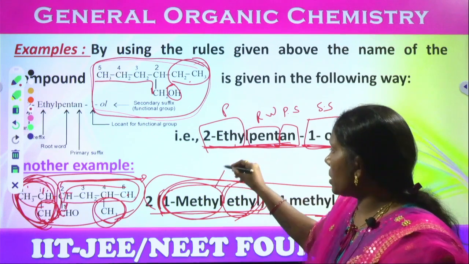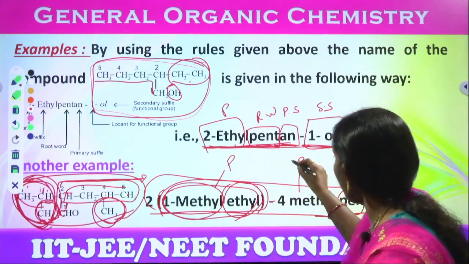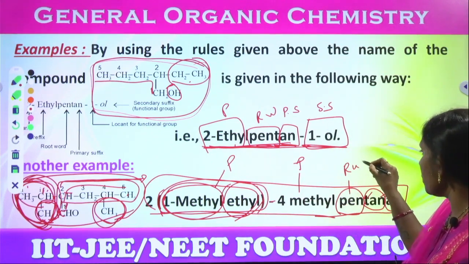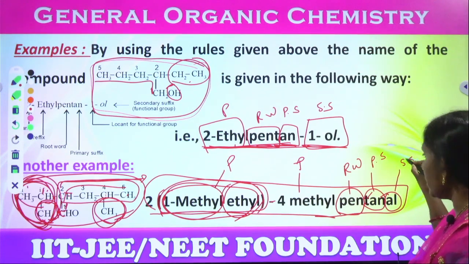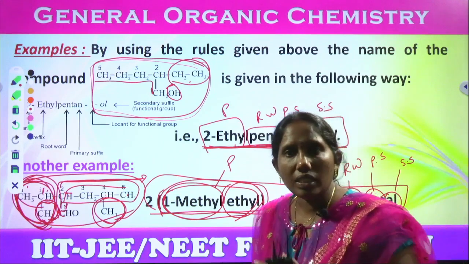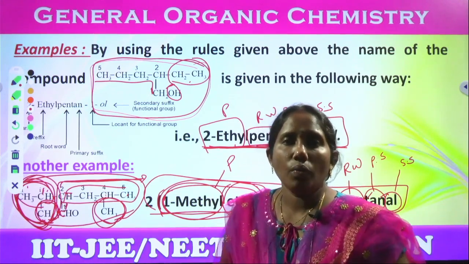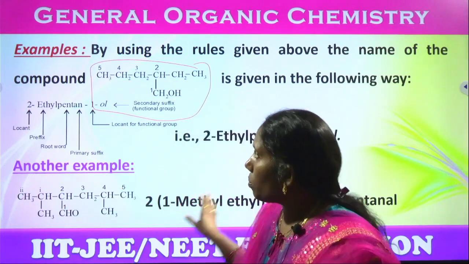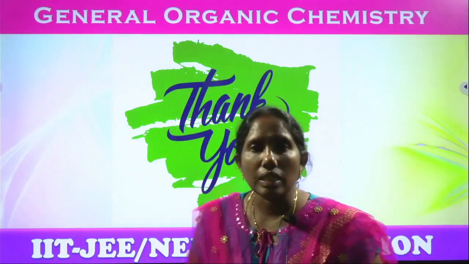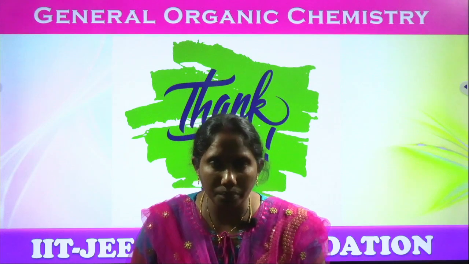So this becomes the prefix. This is also a prefix. This is the root word, and this is the primary suffix, and this is the secondary suffix. This is the order. This is the way of naming when functional groups are present in the given organic compound, right? Now, so this is organic chemistry.